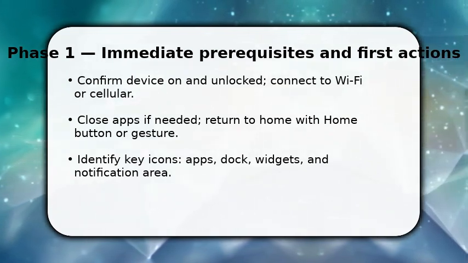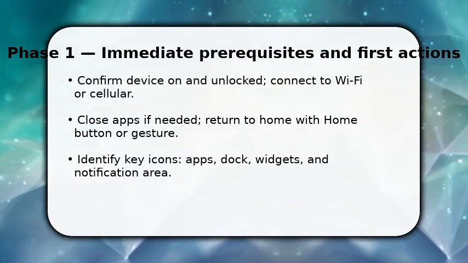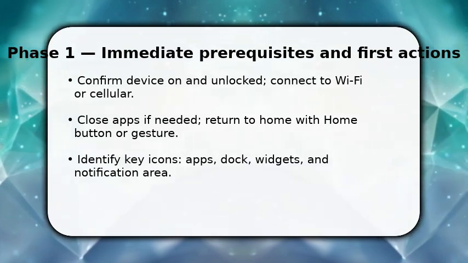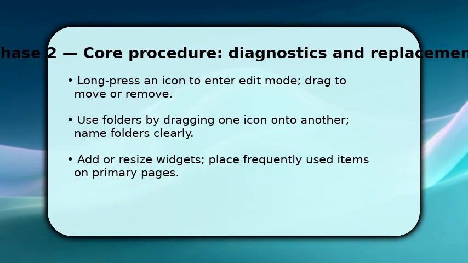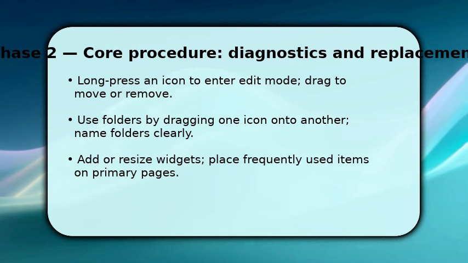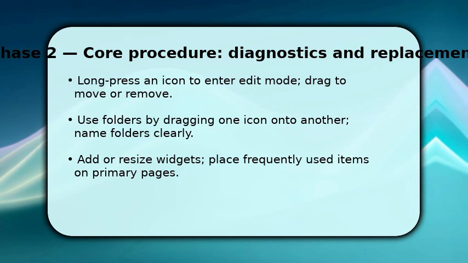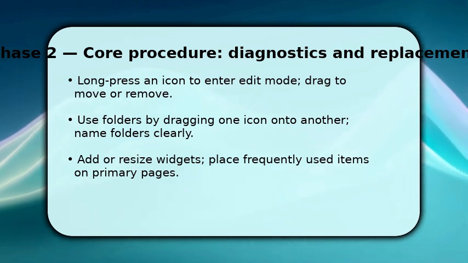Make sure to close a distracting app if needed, because that clears focus and gives you a clean canvas to organize the screen efficiently. You now do the hands-on arrangement. Long press an app until edit mode appears, then drag it to a new spot or the dock for quick access. Once you group similar apps into a folder by dragging one onto another, rename the folder so it's easy to scan.